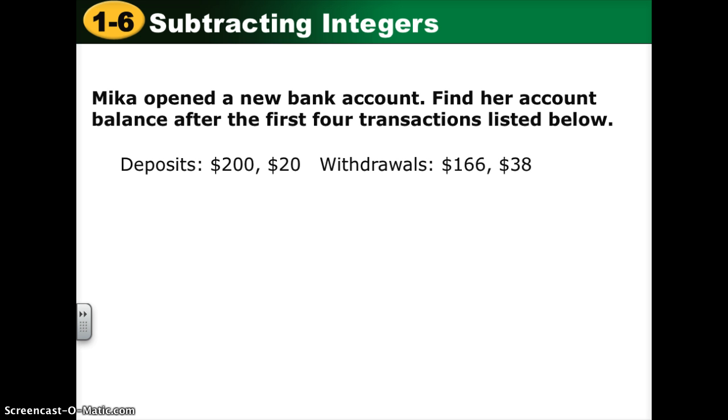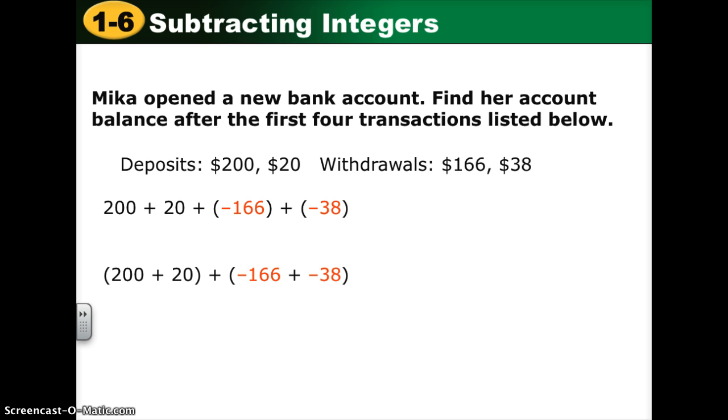Let's look at an example from a bank account. Mika opened a new bank account. Find her account balance after the first 4 transactions listed below. Deposit means you're putting money in, so that's a positive investment. Withdrawal means you're taking money out, so that would be a negative. So if we list this out, we have 200 plus 20 plus -166 plus -38.